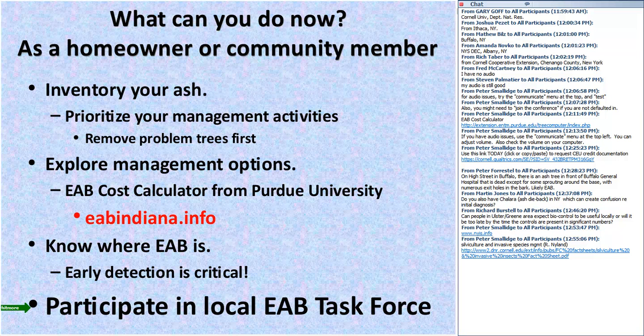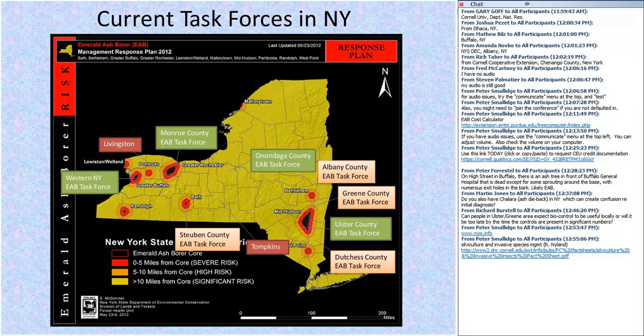And then participate in the local EAB task forces. It's been one of my favorite projects here, to try and get communities working together on the emerald ash borer, and we've been successful in establishing a number of task forces around the state in areas where it's really important, like Monroe County and Western New York, and in the Ulster County area. These task forces have just done a lot of good things educationally and pooling resources.